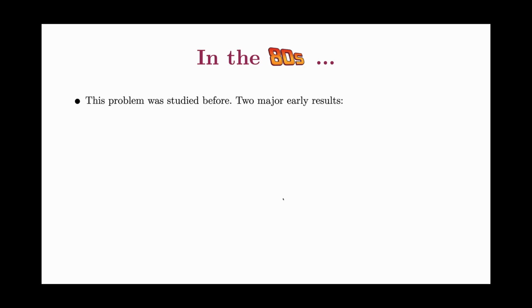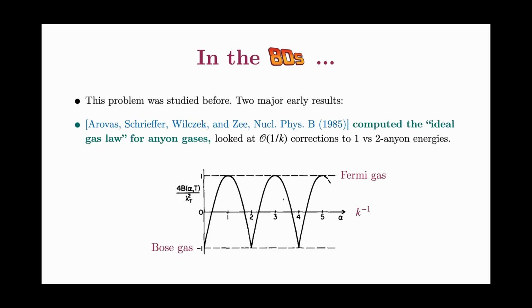And this problem has been studied on some level before, like many things in quantum Hall. There are two things I would call major early results. I'll go through these quickly since I don't have a huge amount of time. The first was a beautiful calculation by Arovas, Schrieffer, Wilczek, and Zee in the mid-80s, where essentially what they were doing was computing the ideal gas law for anyon gases, in this dilute regime from the previous slide, assuming a particular cluster decomposition.